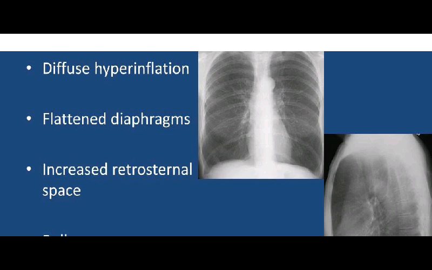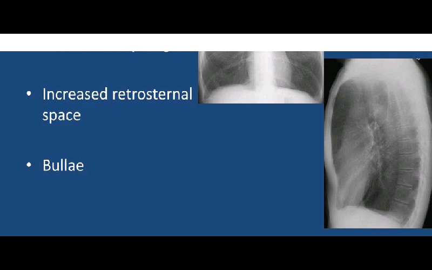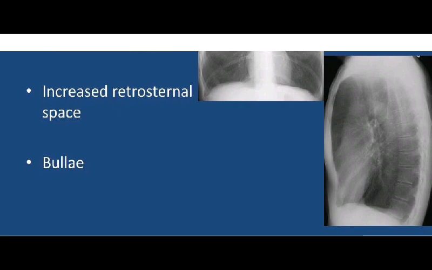Most of the time, we see this space on the lateral radiograph. In the lateral radiograph you see it. Now look at it. You see this retrosternal space that is between the sternum and the anterior structure of the mediastinum.